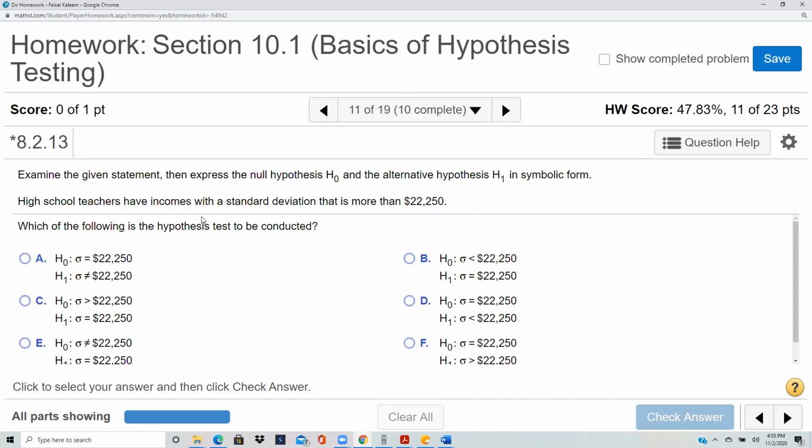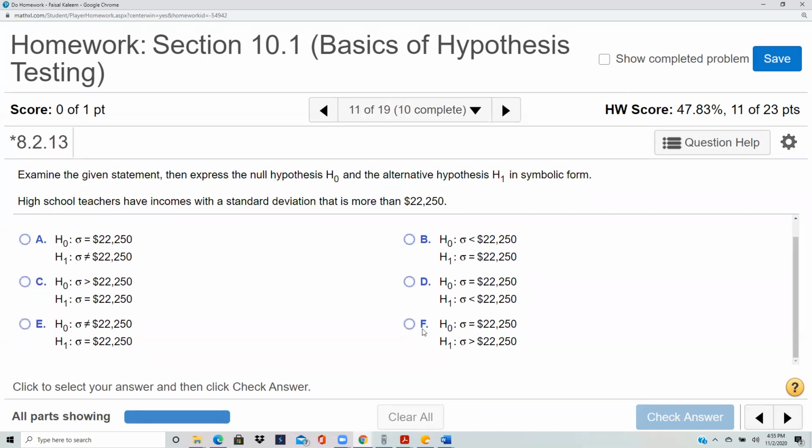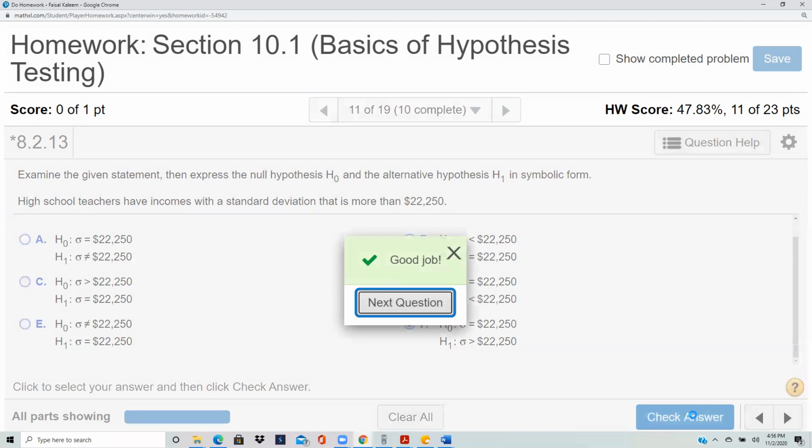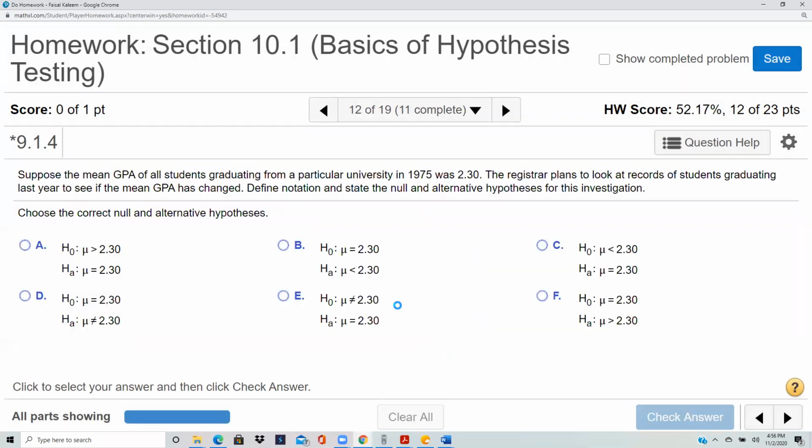And then the alternative is that the standard deviation is more than. Remember, whatever is more or less or not equals to, that's alternative. So here it's more than, and more than means greater than, so it's going to be this one. Null is always equals, and alternative is whatever you are investigating, you are claiming that it's more than this. Okay.